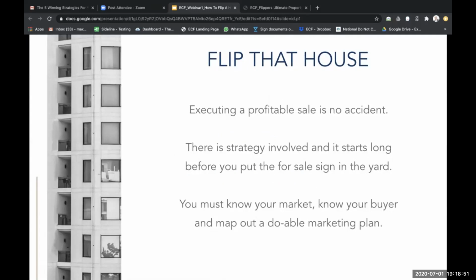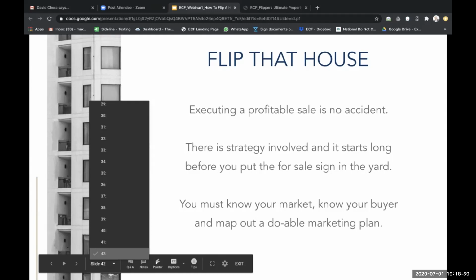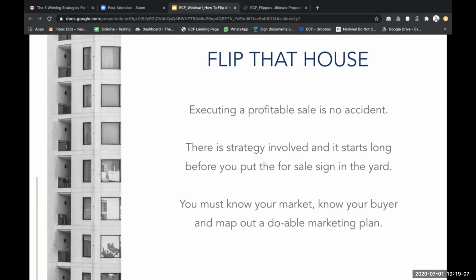Okay, so executing a profitable sale is no accident. If you remember on the first slide, I said it is a business. You have to know your numbers and make sure that you're going to hopefully be successful. But it's a business, so there is a strategy, and that strategy should be, again, your inspector, and then you're going to be crunching the numbers to make sure that you can put that sale sign in the yard, knowing your market, knowing your buyer, and mapping out a doable marketing plan.